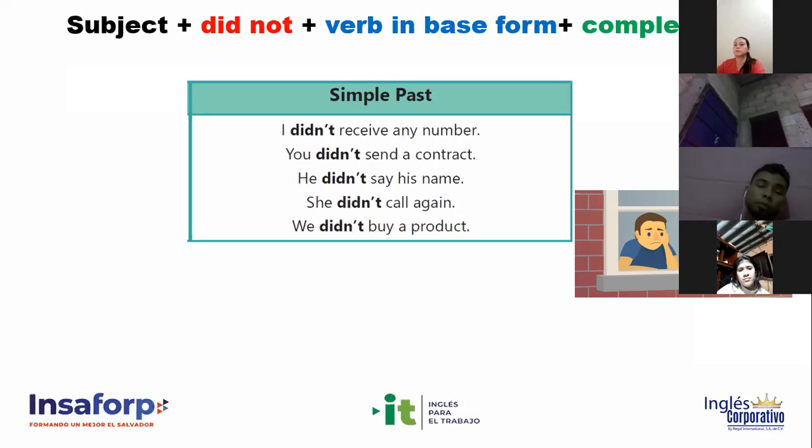Ahora, para todos los demás verbos, vamos a utilizar el auxiliar didn't or did not. Did to make the past. Así como el do en el presente. Didn't receive any number. No recibí ningún número. No, no he recibido es presente perfecto.